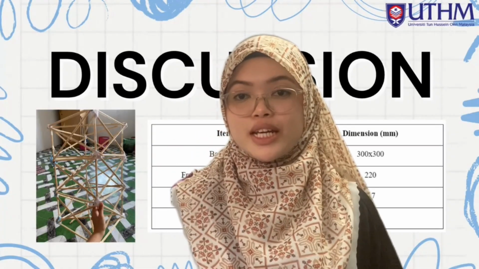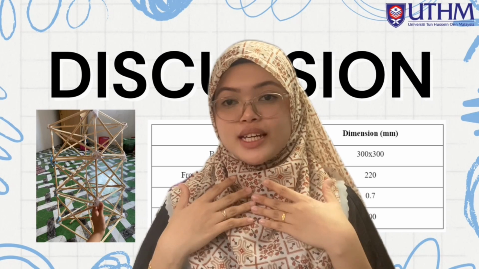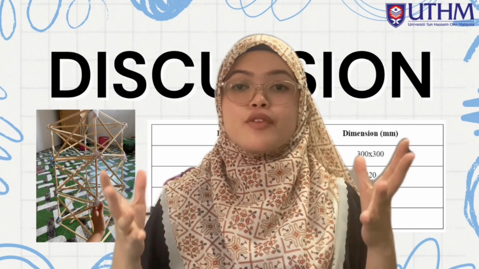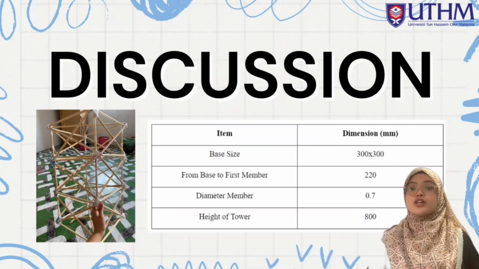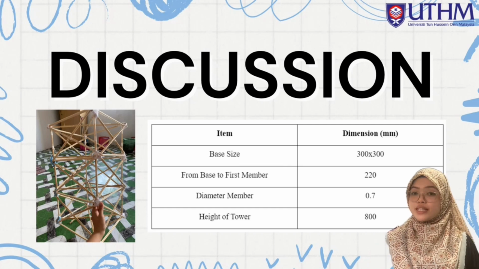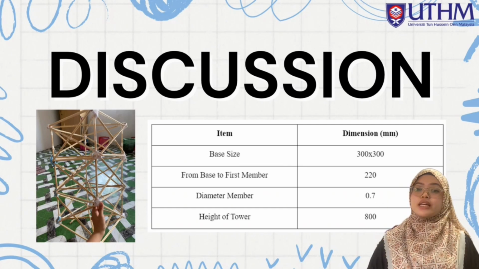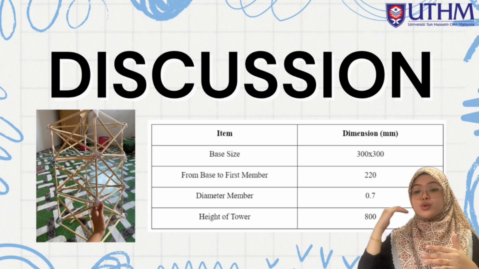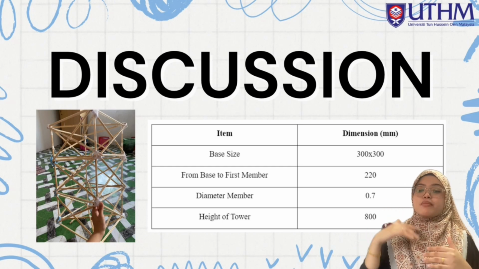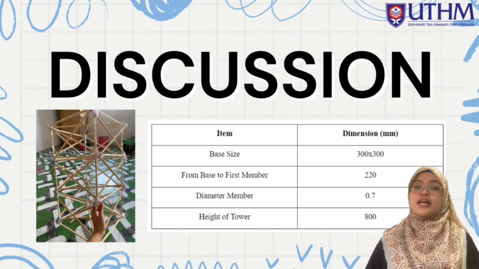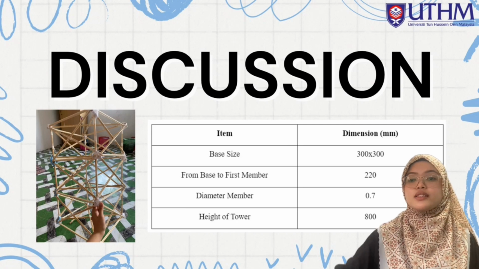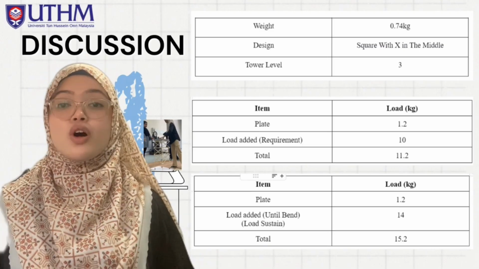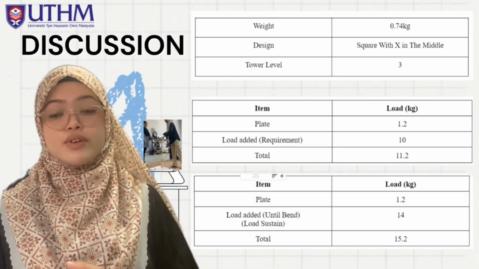Hi, Assalamualaikum. My name is Nufrazli binti Zahid. My matric number is DF220161. So today I'm going to talk about the discussion. The base size of the tower is 300 by 300. From the base to the first member is 220 mm, and the middle member is 0.7, and the height of the tower is 800. So we follow all the requirements that the professor has given to us.